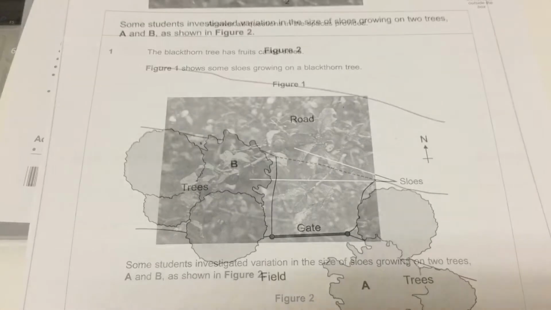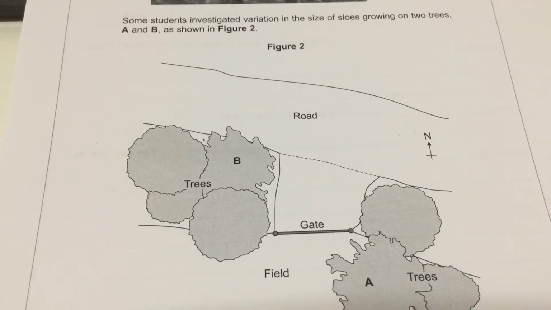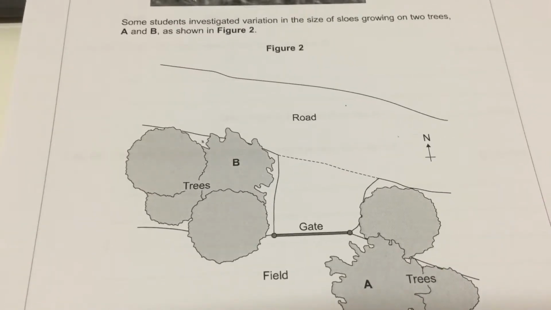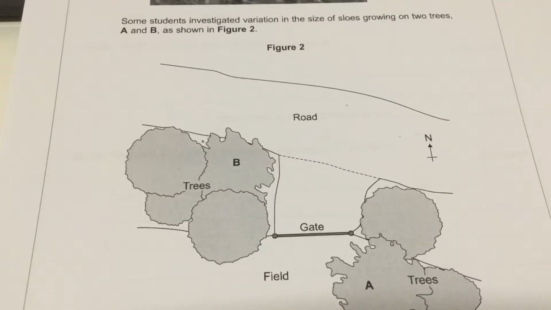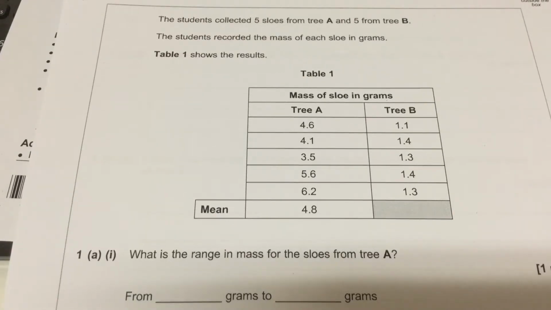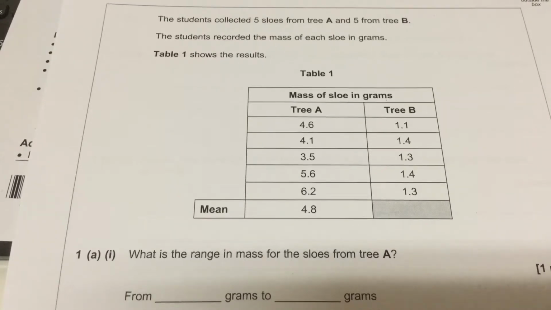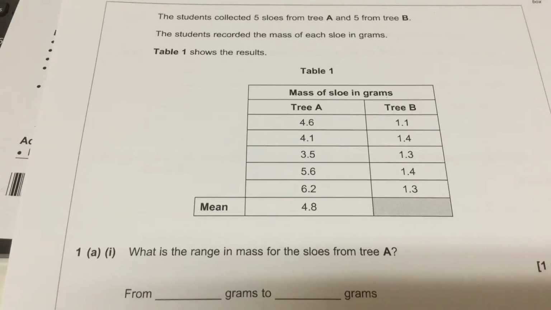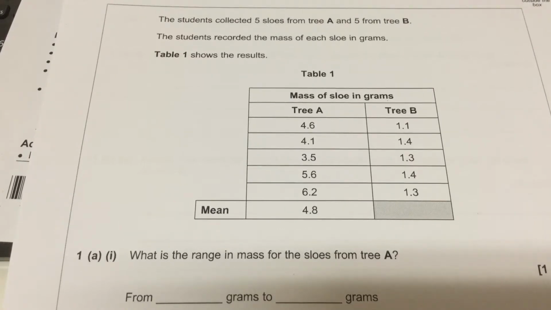Some students investigated variation in the size of sloes growing on two trees, A and B, as shown in figure 2. And just taking a minute to look at that, we can see that B is closer to the road and A is further away from the road. The next part says the students collected 5 sloes from tree A and 5 from tree B. The students recorded the mass of each sloe in grams. Table 1 shows the results.